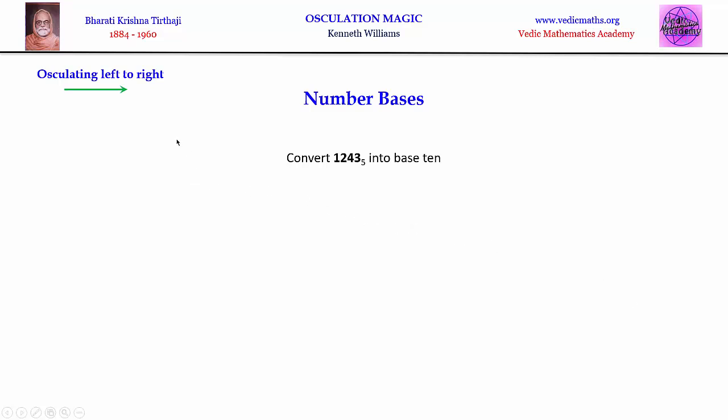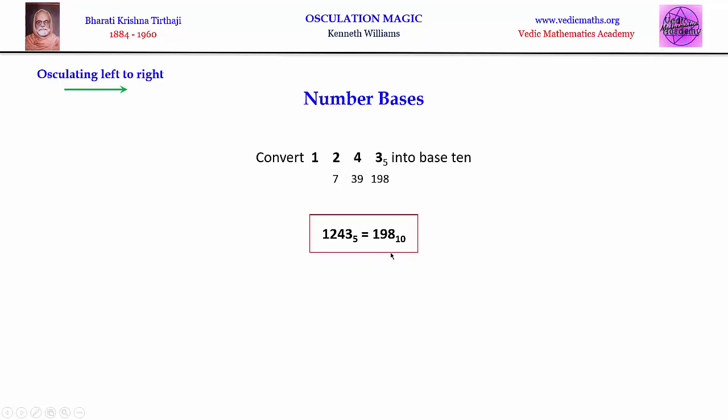Now some other applications of left to right osculation, changing this number into base 10. Let me just spread the numbers out a bit first. So we're simply going to osculate from left to right with this 5. 5 times 1 is 5 and 2 is 7. 5 times 7 is 35 and 4 is 39. 5 times 39 is 195, with the 3 is 198. So there's the answer, 198. We could also go the other way and change base 10 numbers to another base. And this is also useful for checking calculations and factorising polynomials.